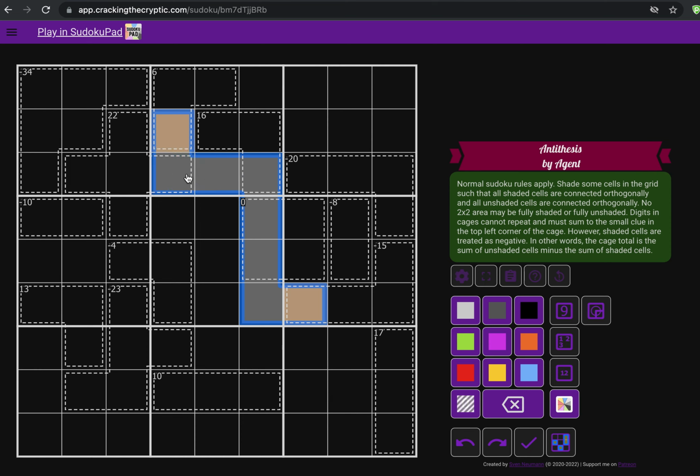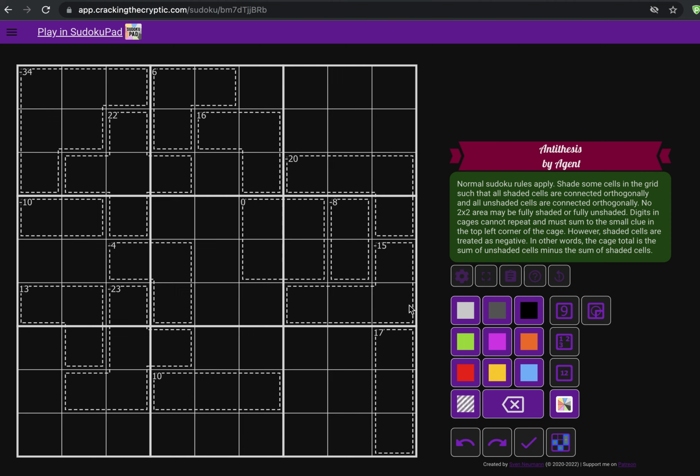I suppose a nice way of saying that rule would be, given any two cells of the same colour, there exists an orthogonal path between them. That's an alternative formulation. And there's an additional constraint that a 2x2 block cannot be monochromatic, cannot be entirely hot or entirely cold.